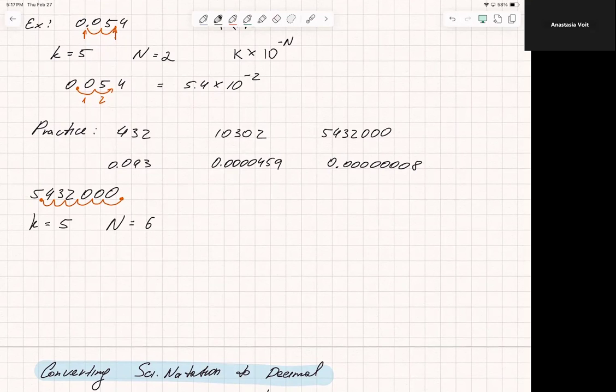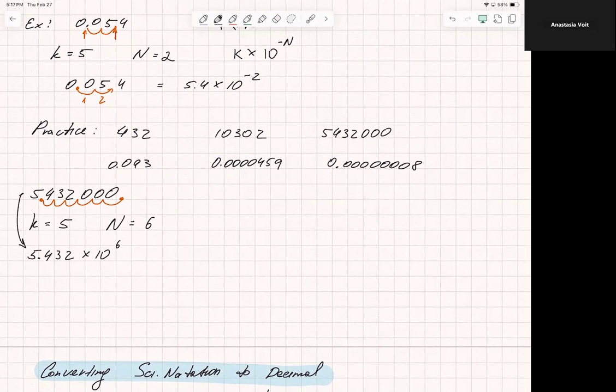Now we can write this number in scientific notation. We have 5.432, and then you have 3 zeros here, but you can omit them. They're not needed anymore. We can write then times 10 to the power of 6. So this number can be written in scientific notation this way: 5.432 times 10 to the 6th power.